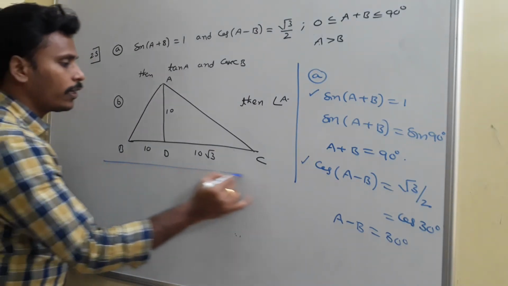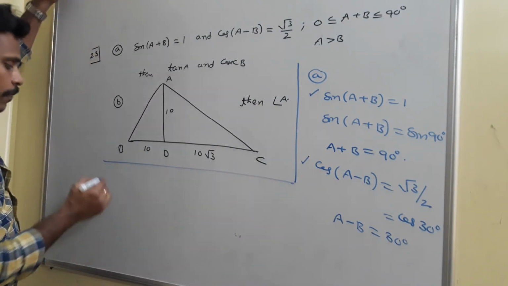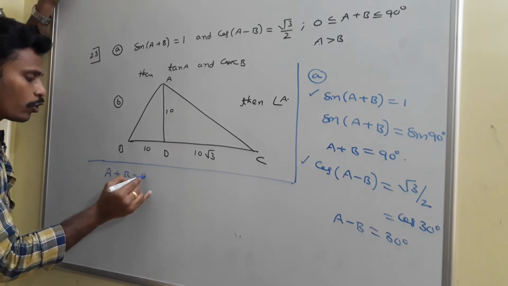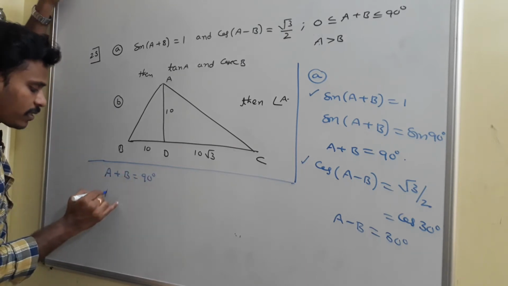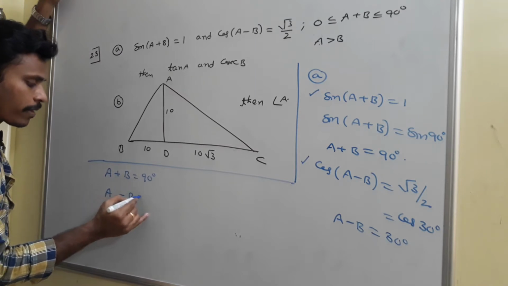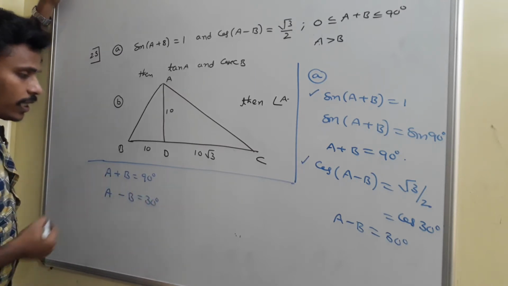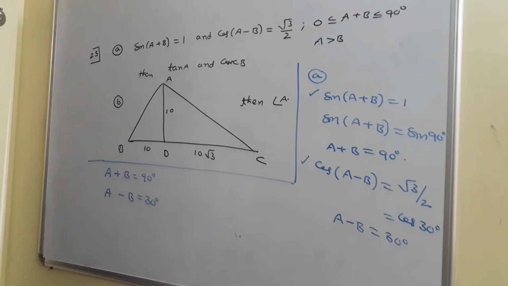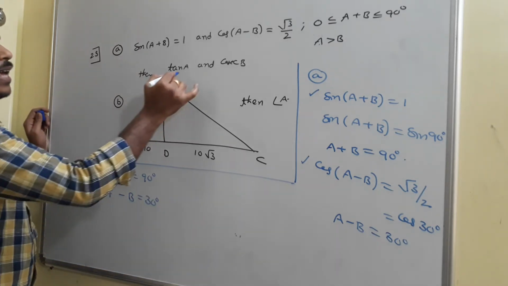Now I will do here. See, at the end what do I have in my hands? At the end I have in my hands that a plus b is equal to 90 degrees since sin 90 degrees is 1, and a minus b is equal to 30 degrees since, why? Cos 30 degrees is root 3 by 2. Now, after having these two, we need to find tan A and tan B.